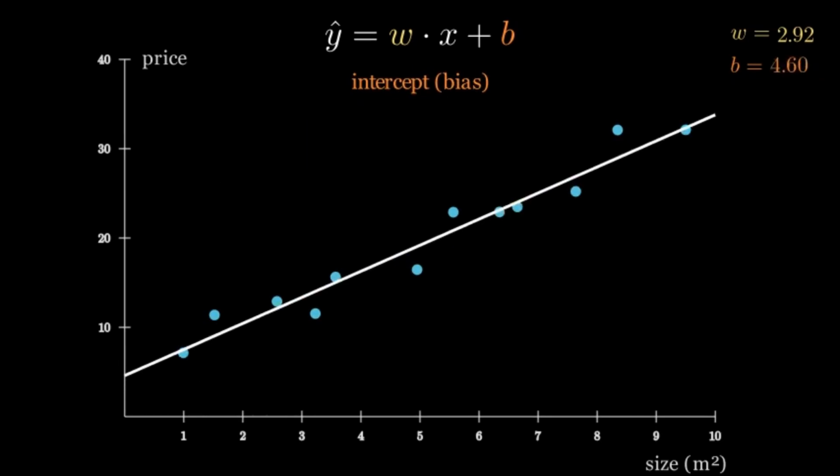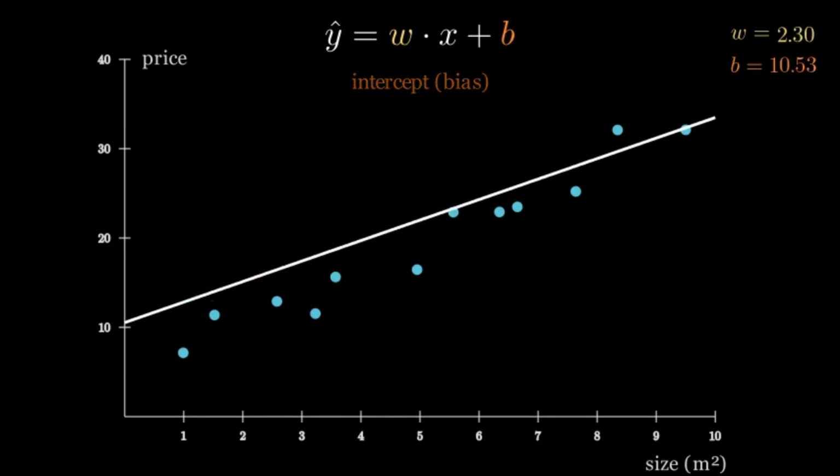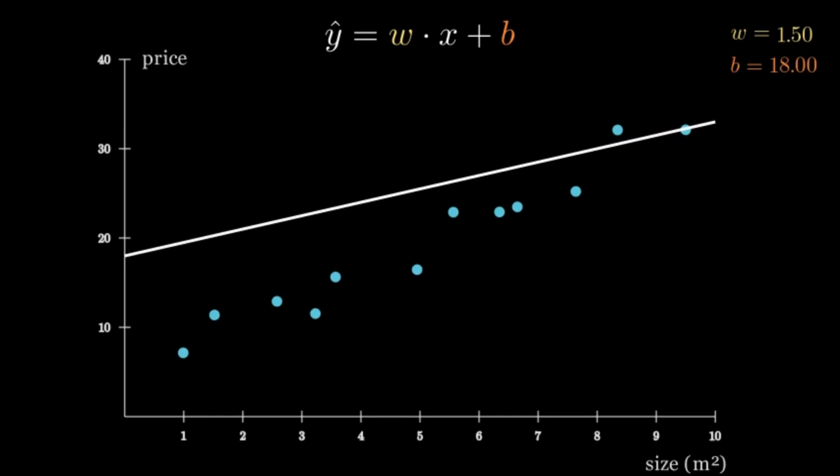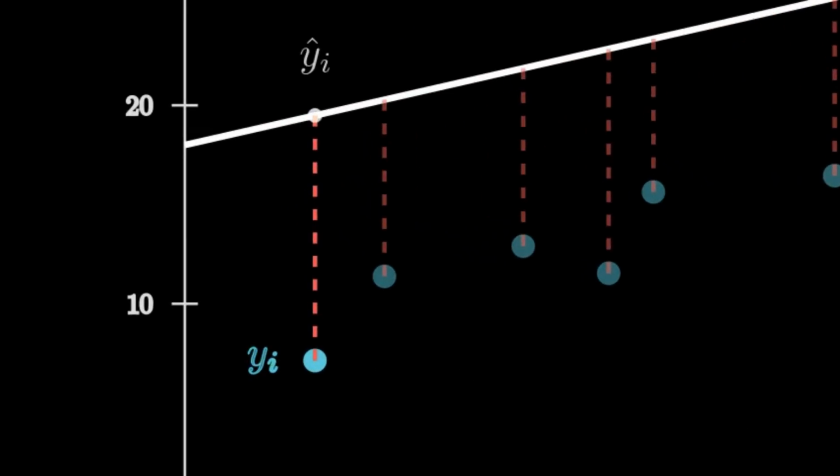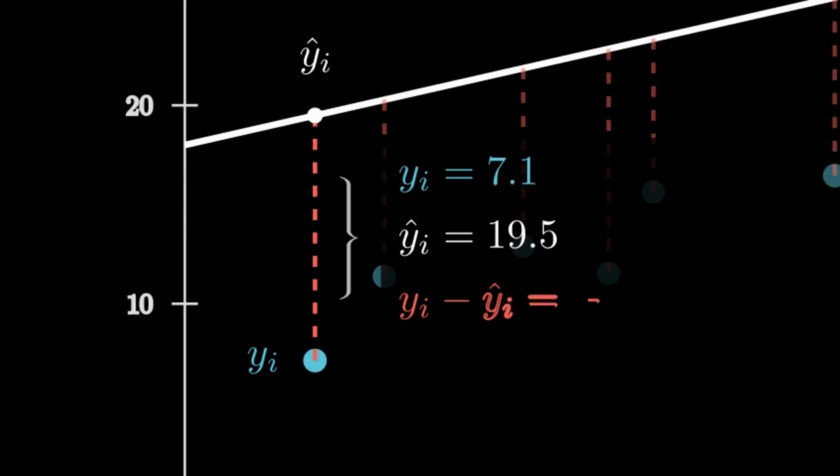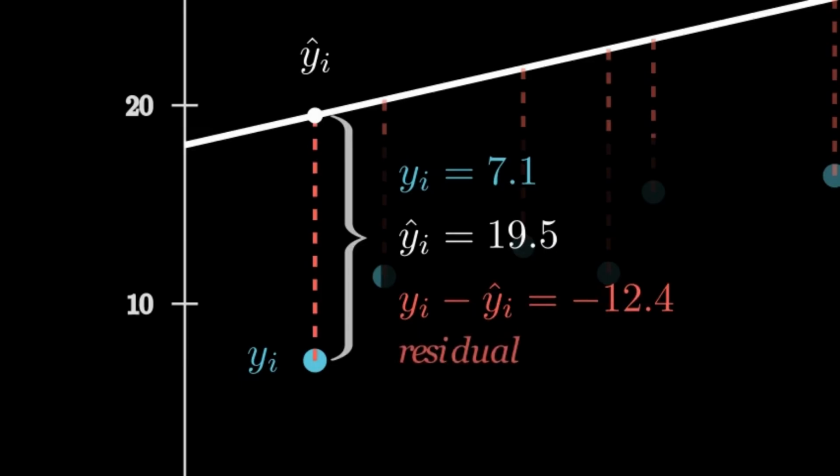Training a linear regression model means finding the single pair of numbers w and b that makes this line fit the data as well as possible. But "as well as possible" is vague. We need to turn it into math. Take any candidate line. For each data point, there is a gap between the true value y i and what our line predicts, y hat i. That vertical gap is called the residual. It's how wrong we are on that one example.